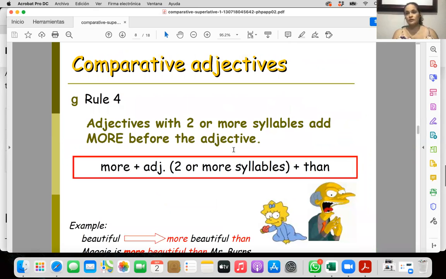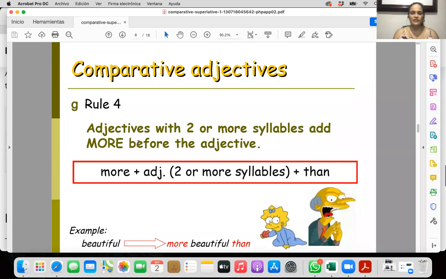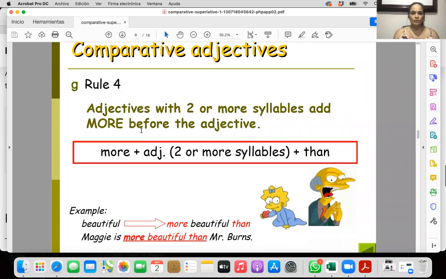Comparative adjectives, rule number 4. Rule number 4 talks about adjectives that have more than one syllable. If the adjective has 2 or more syllables, the rule changes completely. What are we going to do? We're going to put the word more plus the adjective. The adjective stays the same. It suffers no change at all. And then we're going to put our word of comparison, than, and then the object of comparison.